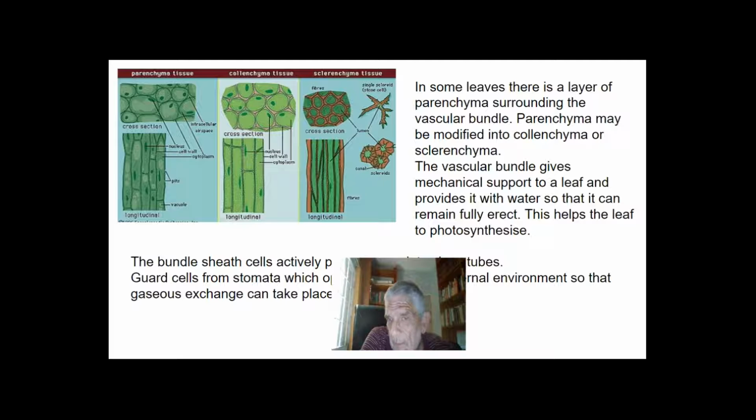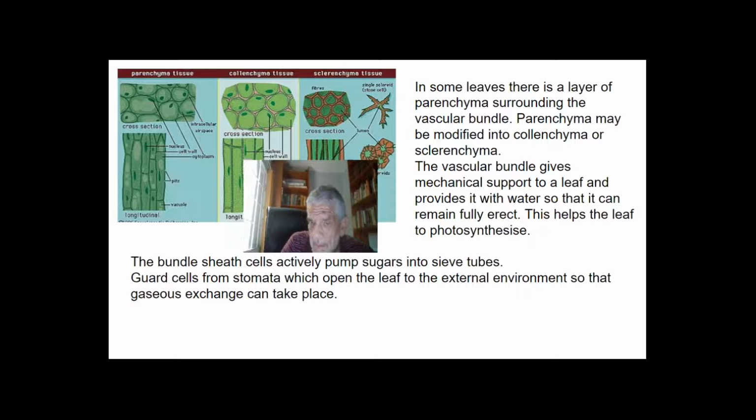And the vascular bundle also gives mechanical support to the leaf and provides it with water so that it can remain fully turgid. And the leaf needs to be turgid so that photosynthesis can occur. If the leaf wilts, it can't photosynthesize. Okay. And the bundle sheath cells actively pump sugars into sieve tubes.